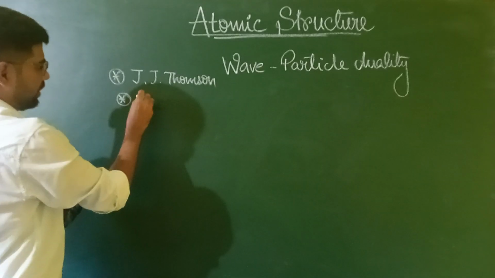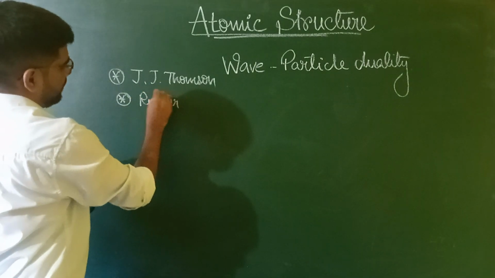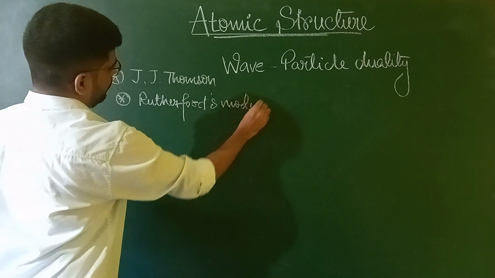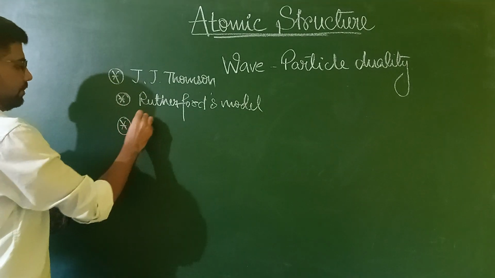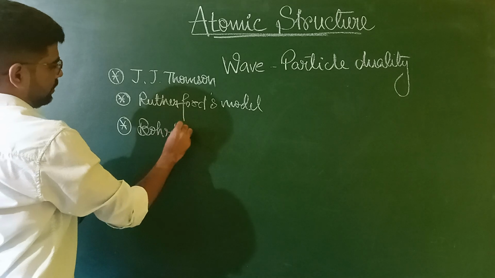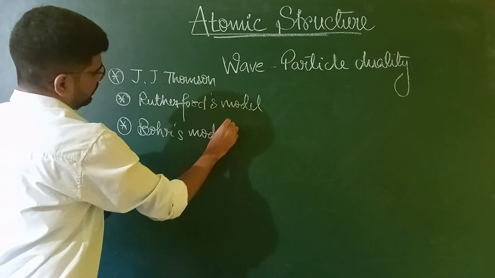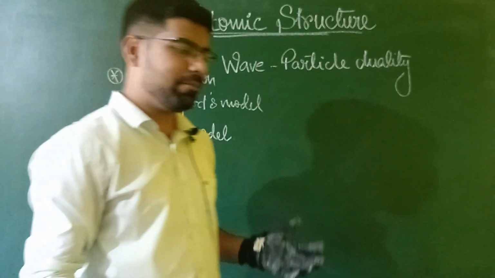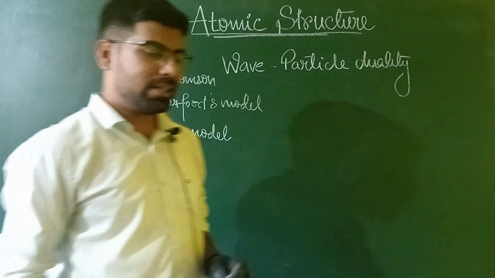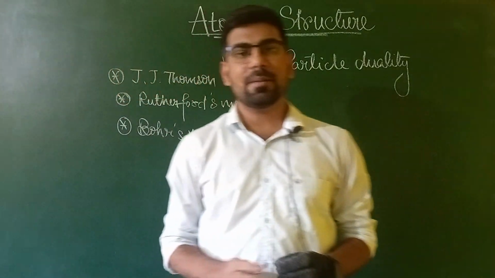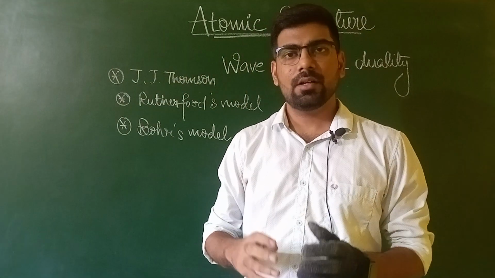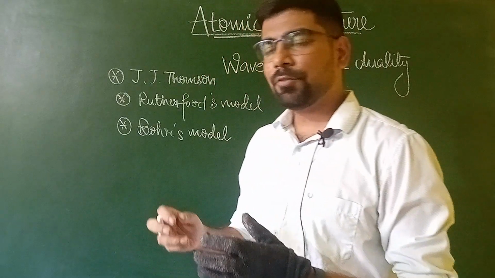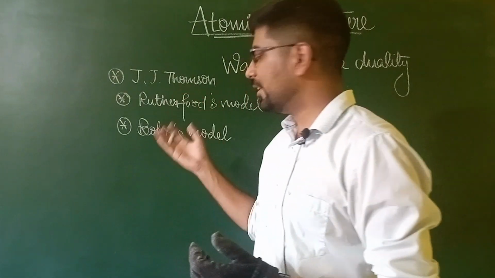Then we have Rutherford's model. And then we have Bohr's model. Sir J.J. Thomson's model was a very basic model which we also call the plum pudding model, followed by Rutherford's model. Rutherford's model gives us the idea about the presence of a nucleus where the mass of the atom mainly resides. The nucleus consists of protons and neutrons. But Rutherford's model has its own drawback.